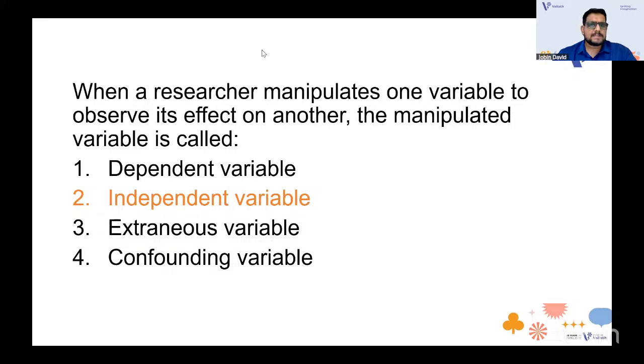Clear? Extraneous means it is an extra variable that is out of the concern of the researcher. The variable will be there, but alongside the core study, the researcher won't be considering it. And a confounding variable is a variable which creates confusion in the study. Okay, that's what confounding variables are.